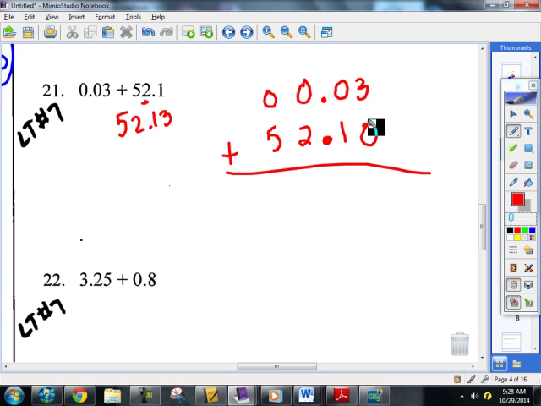Doesn't change the value. 3 plus 0 is 3. 1 plus 0 is 1. My decimal comes straight down. 0 plus 2 is 2. 0 plus 5 is 5. Everybody got that? Yes, you did add a 3 on the end. You got it, but you had to show this work right here. If you didn't, it's wrong.